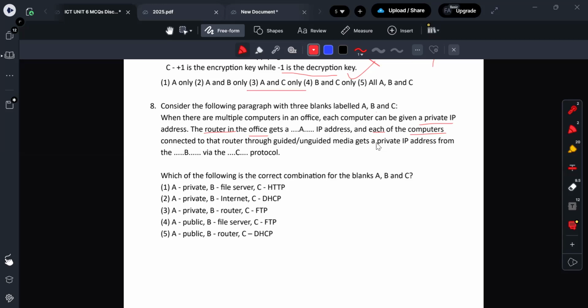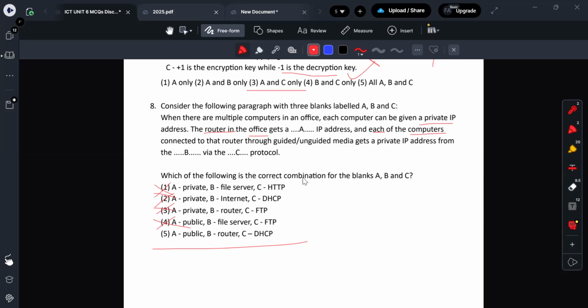So when you do that, option 1 is eliminated, option 2 eliminated, option 3. Now we have options 4 and 5. Let's see. So B, what are they saying in B? Connected to that router through unguided or guided media gets a private IP address from where? Who provides the private IP? I mean the device that is responsible to assign those private IP addresses to the connected computers. The router. So the router is the device responsible for managing the local network and assigning those private IP addresses to connected computers. So option 4 also gets eliminated since it says file server.